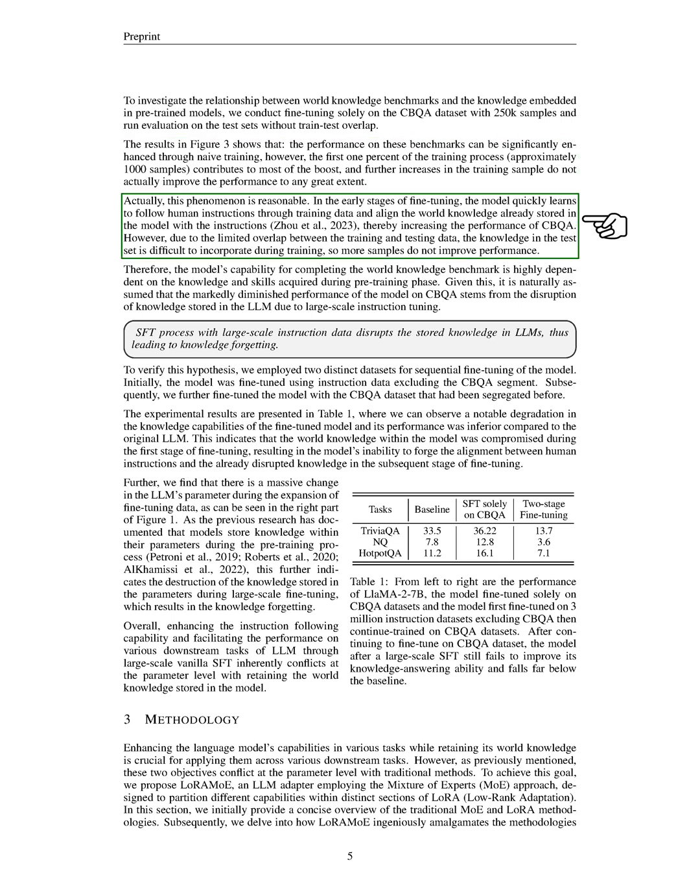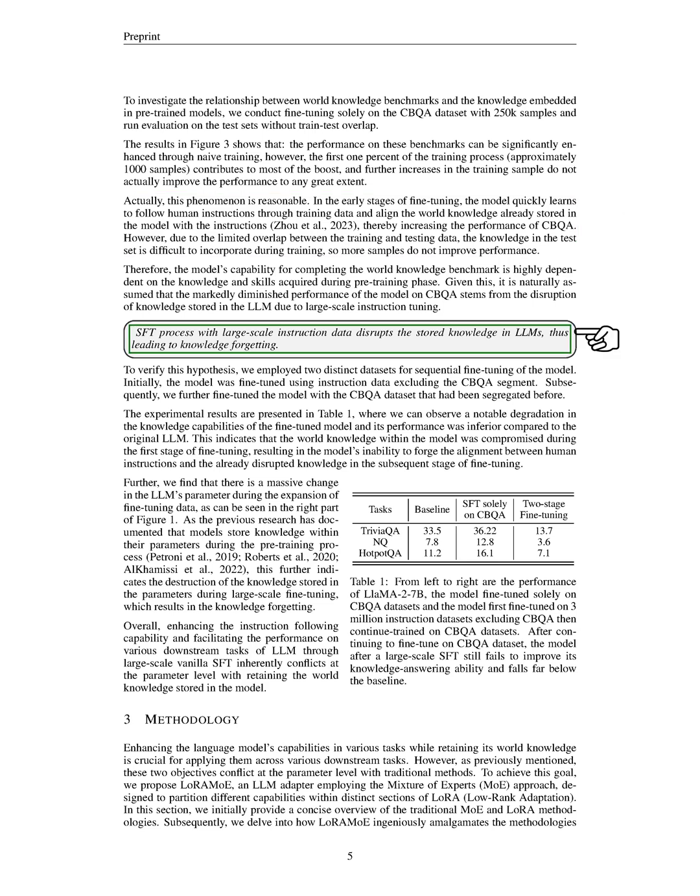This phenomenon makes sense. In the early stages of fine-tuning, the model quickly learns to follow human instructions through training data and aligns the world knowledge already stored in the model with the instructions, thereby increasing the performance on CBQA. However, due to the limited overlap between the training and testing data, the knowledge in the test set is difficult to incorporate during training, so more samples do not improve performance. Therefore, the model's ability to complete the world knowledge benchmark heavily relies on the knowledge and skills acquired during the pre-training phase. We hypothesized that the significant drop in the model's performance on CBQA comes from the disruption of knowledge stored in the LLM due to large-scale instruction tuning.